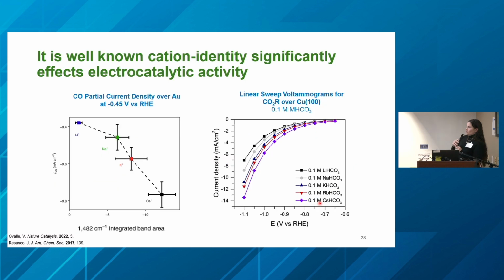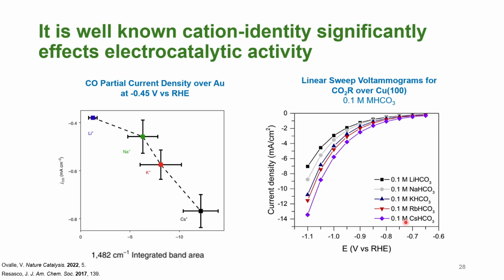So just very quickly, I want to go into a brief future work that we're really excited about, because now that we've validated this electrochemical Sitka approach, we want to investigate the significance of cations in solution. It's well known in catalytic literature that cation identity significantly affects electrocatalytic activity. As the cation gets larger, the partial current density of CO increases, and the overall current density for CO2 reduction increases as well.